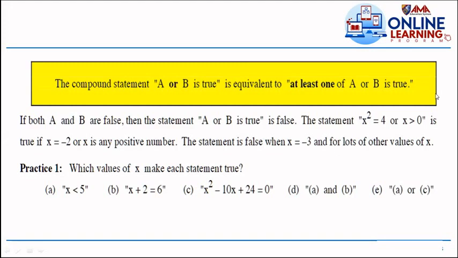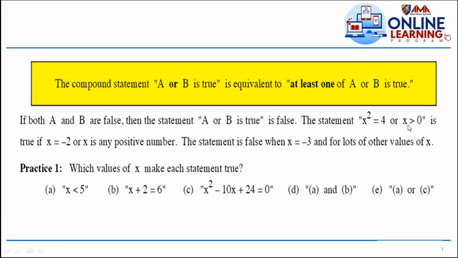So if we look at our example here, statement 1: x squared is equal to 4. Statement 2: x is greater than 0. It is true if x is equal to negative 2. If we substitute here, negative 2 squared is 4, so it is true. But here, if x is negative 2, your x in our condition is not greater than 0, wherein negative 2 is less than 0. That means statement B is false.